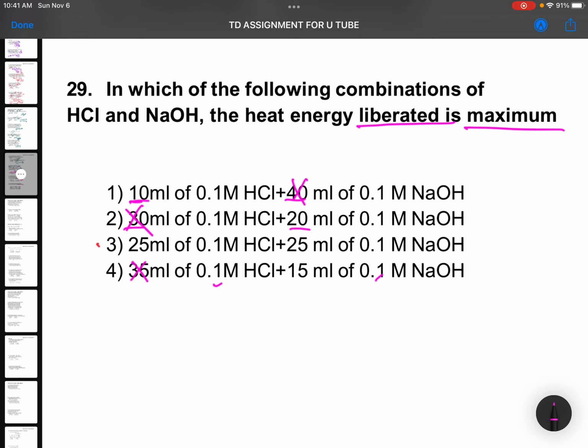Where are more volumes reacting? This is 10, this is 20, this is 15, and this is 25. Maximum volumes means the maximum number of milliequivalents. Maximum number of milliequivalents means maximum energy.